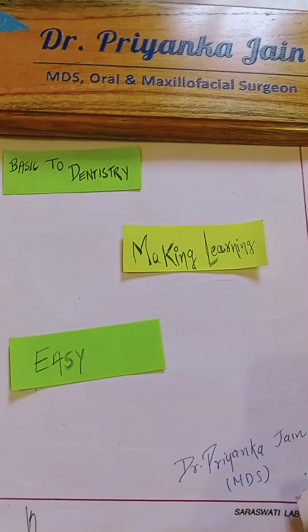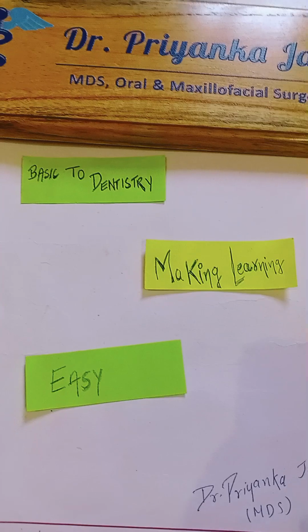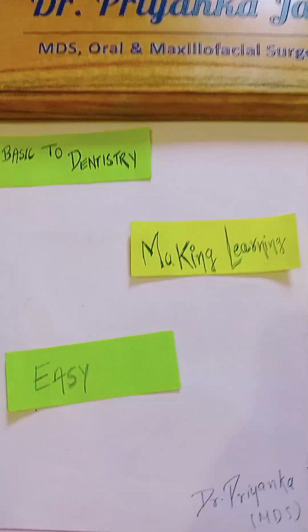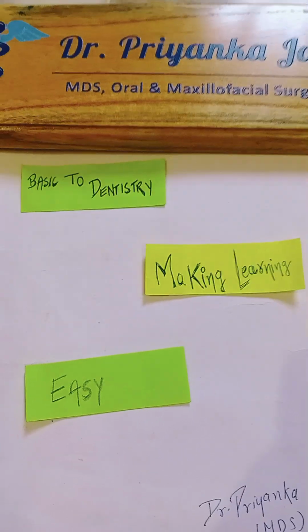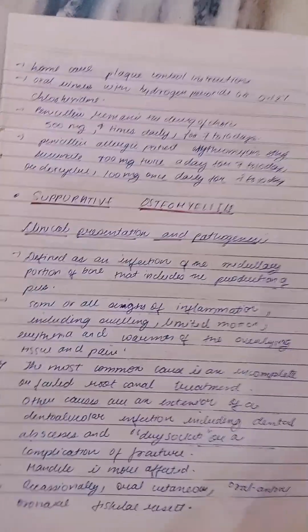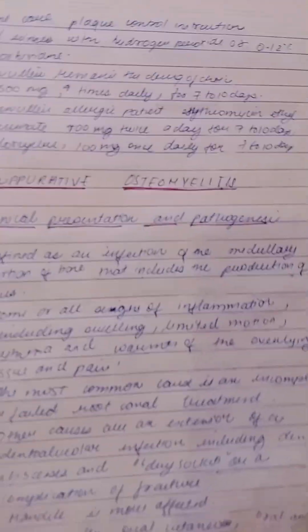So last class we started with ENUG and we finished ENUG, that is acute necrotizing ulcerative gingivitis. We'll be starting the second lesion today. Okay, let's start. Second is suppurative osteomyelitis.